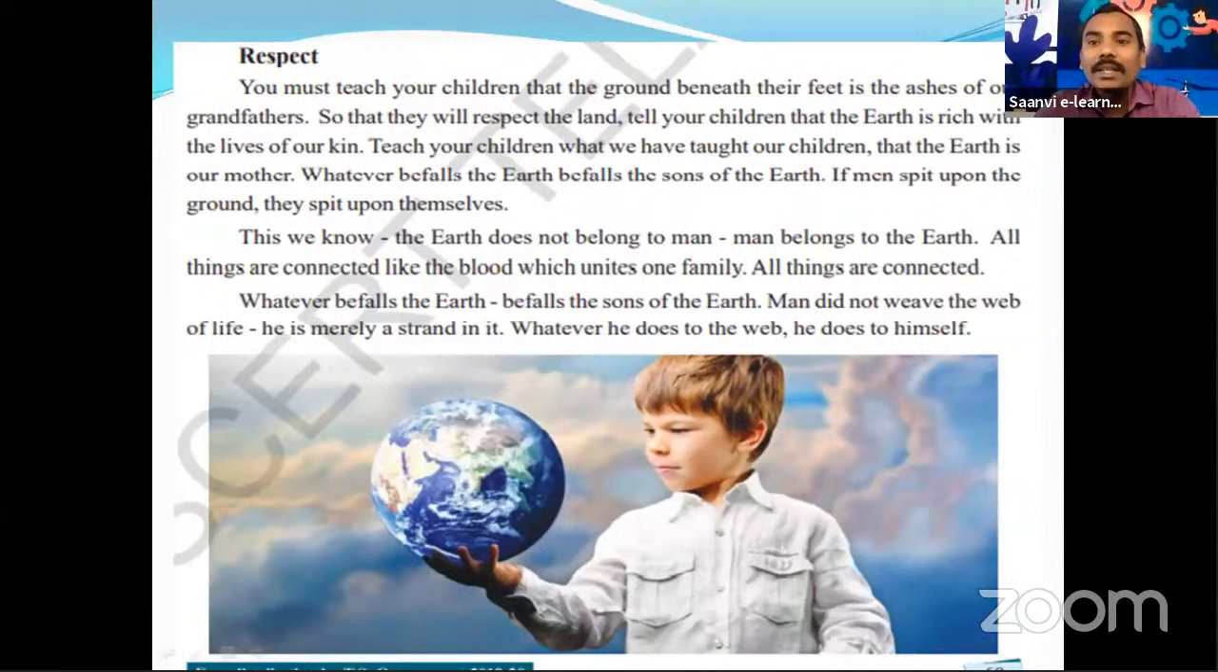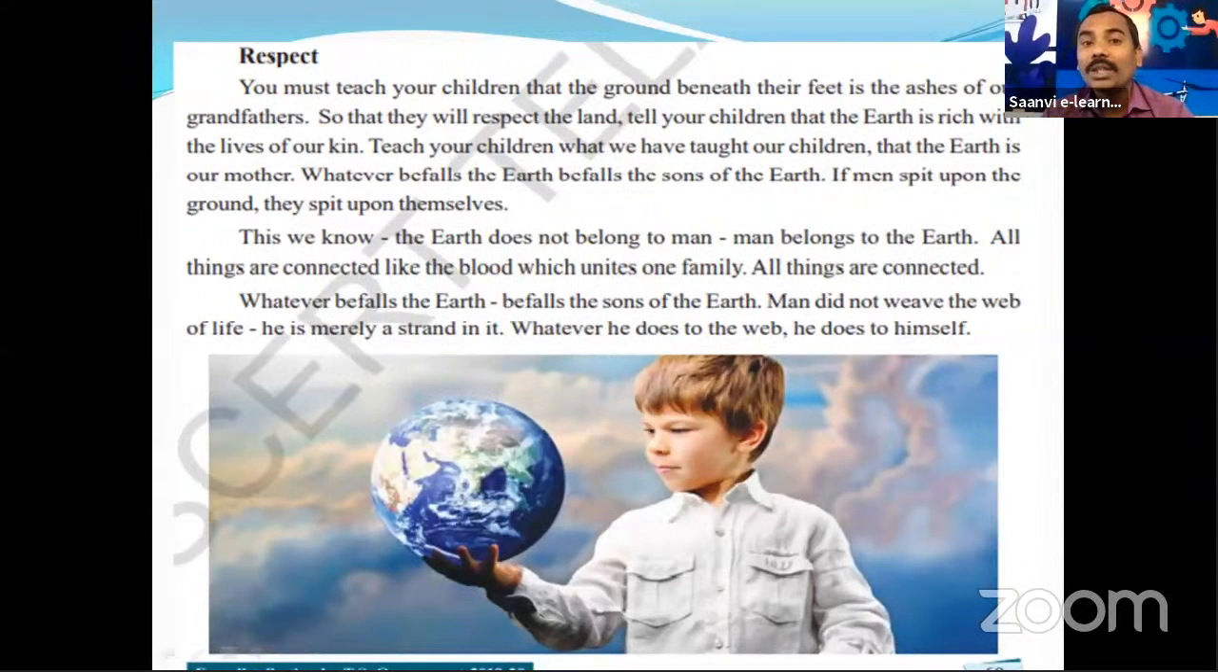Tell your children that the earth is rich with the lives of our kin. So when we are selling you our land, you will have to respect this land like us. And you must teach your children that the land where they are standing is the ashes of our grandfathers. Not only that, tell your children that the earth is rich with the lives of our kin. Kin, it means relatives. Underline that word and write there kin.